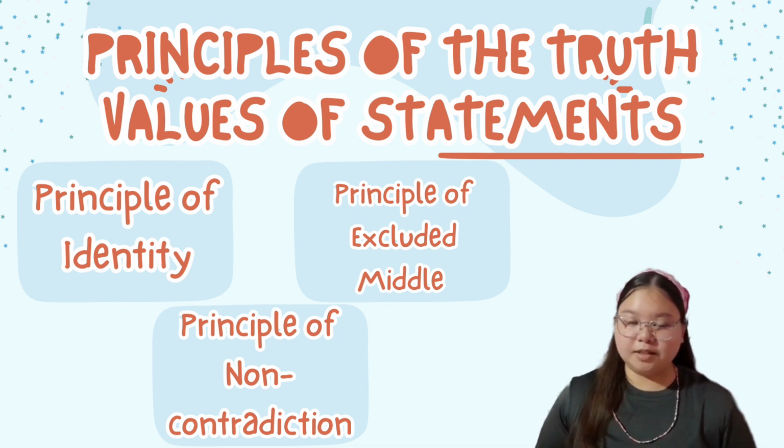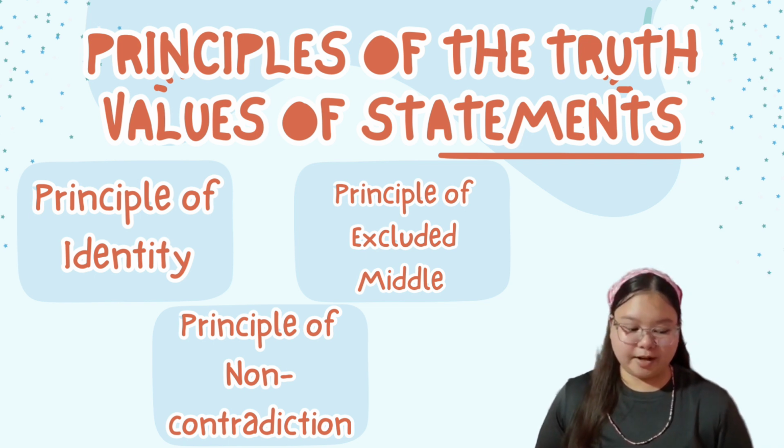The last principle is the principle of non-contradiction. This will prevent you from assigning two truth values to a statement at the same time and in the same respect.